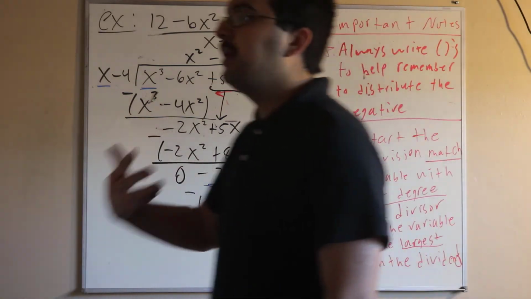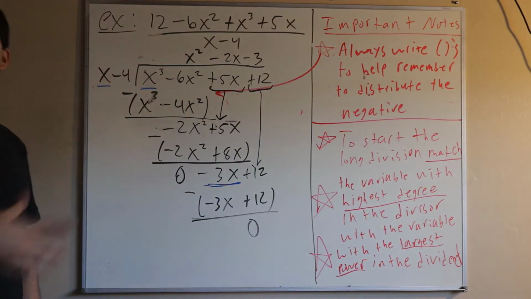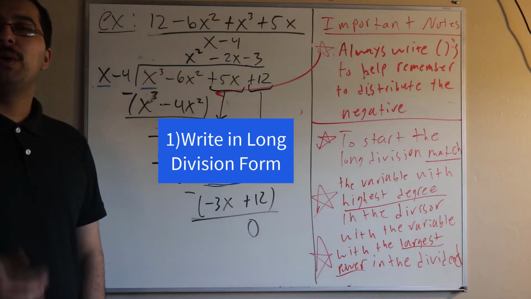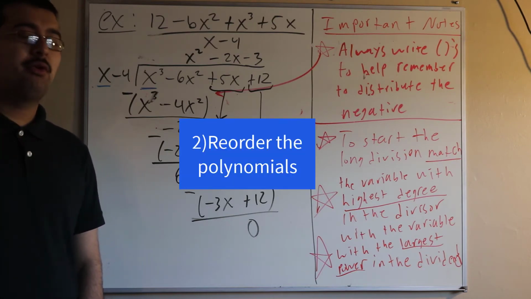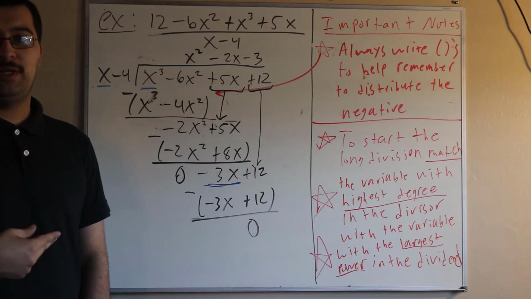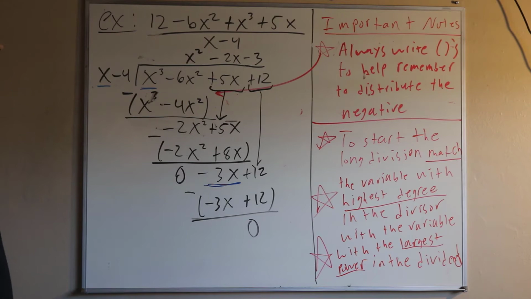So just to reiterate what happened here, we started off by writing in our long division form. Then after we wrote in our long division form, we reordered the polynomials into their proper or natural order of descending powers. That was our second thing we did. What did we do in our third step? Well, we actually started the long division process.